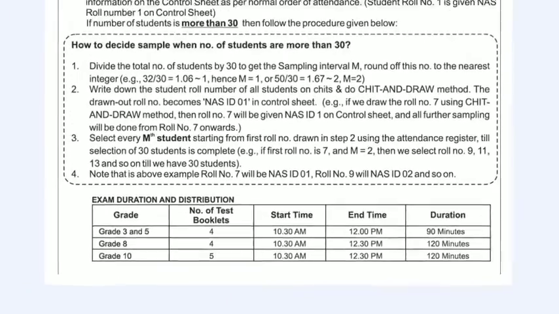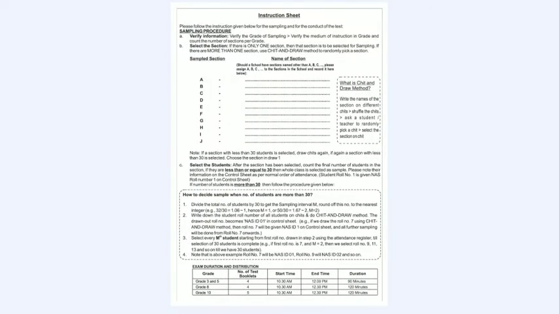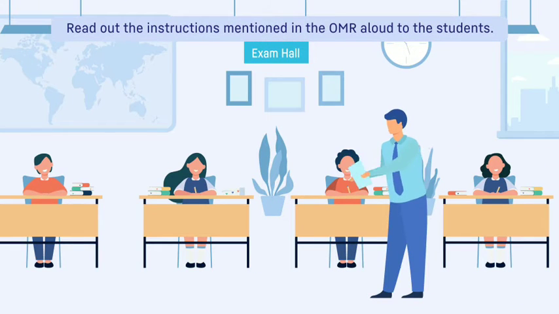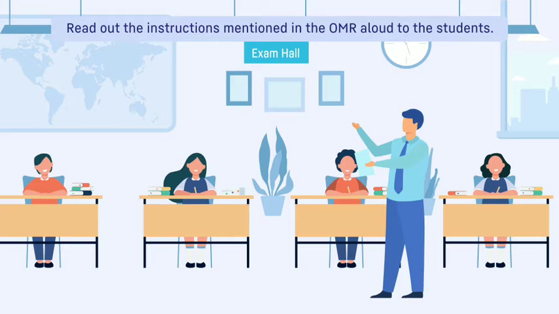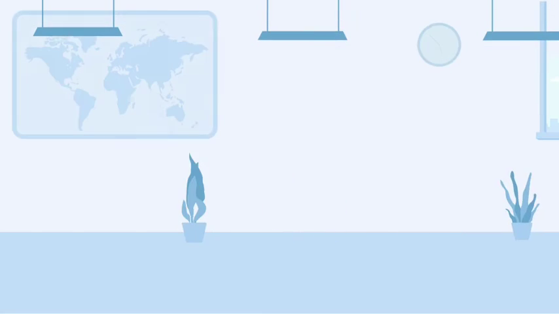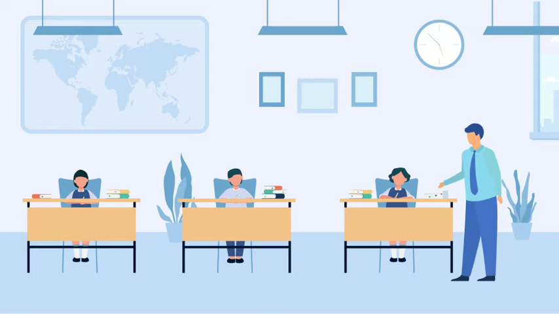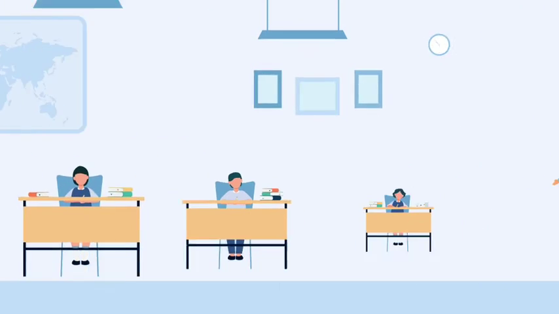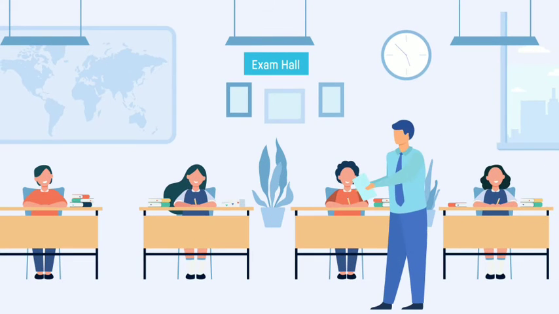At the beginning of the survey, please read out the instructions mentioned in the OMR aloud to the students and ensure that students understand how to fill the OMR sheets. Please assist grade 3 and 5 students in filling the OMRs of their achievement tests, that is, ensure they fill circles correctly. Grade 8 and 10 attempt it directly on OMRs.